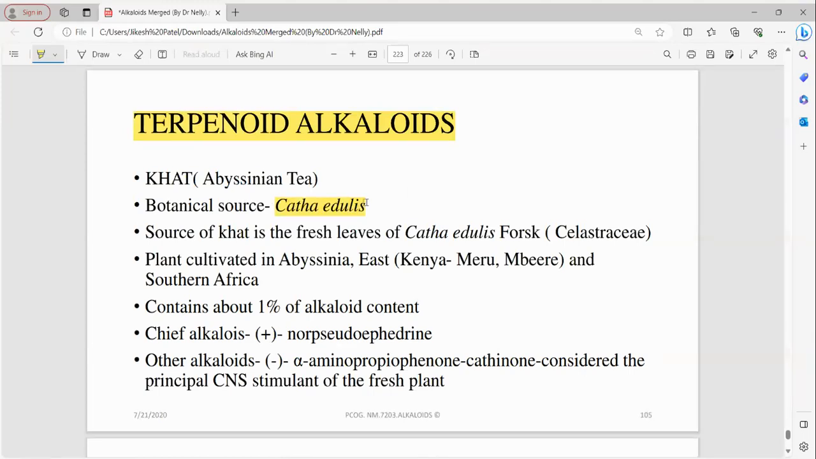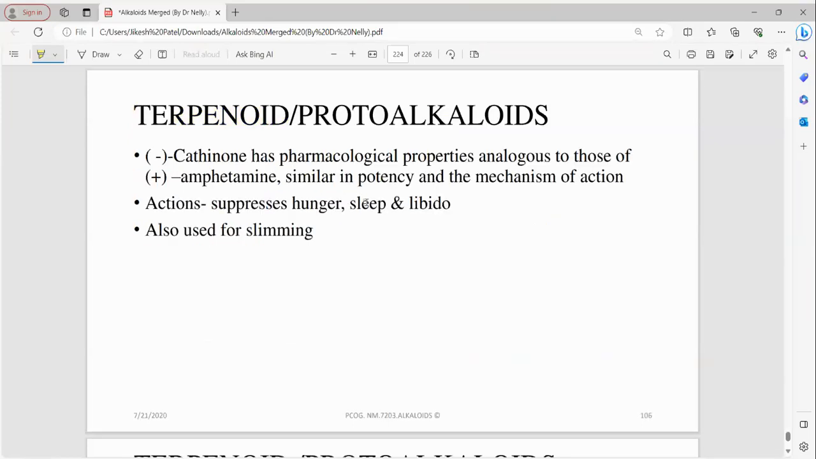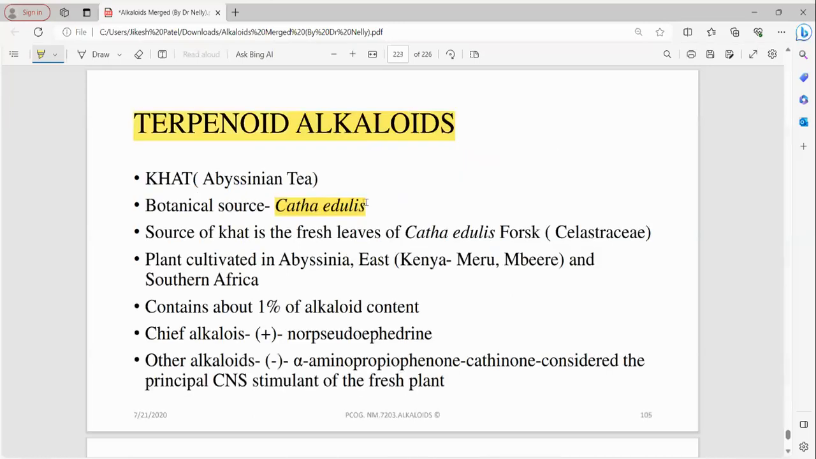The only one that deserves to be mentioned is Miraa, Catha edulis. That's the botanical name for Miraa. The English name is khat. The other name is Miraa. And we know in Kenya, it's majorly found in the Meru region.